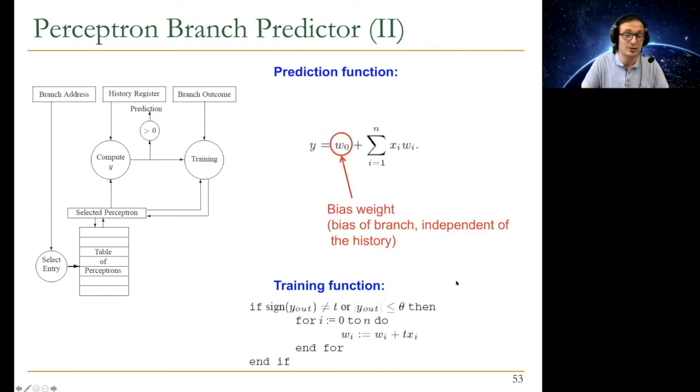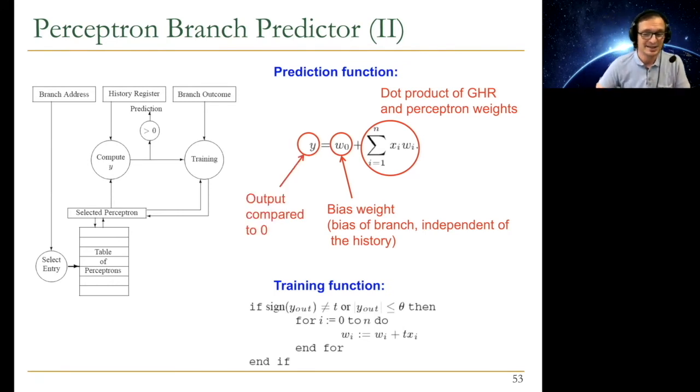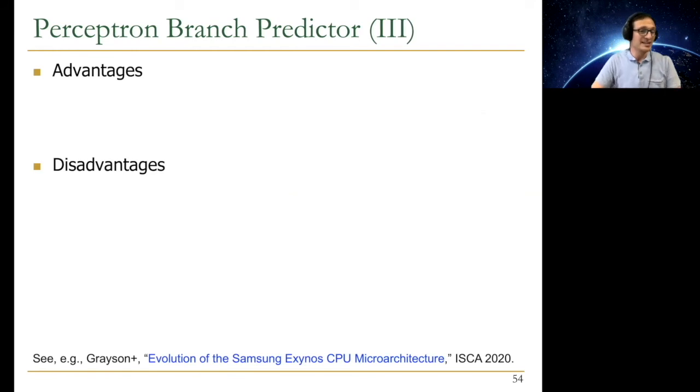So the bias weight could be the bias of the branch independent of the history, as we discussed. And you can see the dot product of the GHR, global history register, and perceptron weights over here. Okay, and the output is compared to 0 in the end. Now, this is a very simple single layer network, and it suffers from all of the disadvantages of a perceptron. But let's talk about the advantages first.